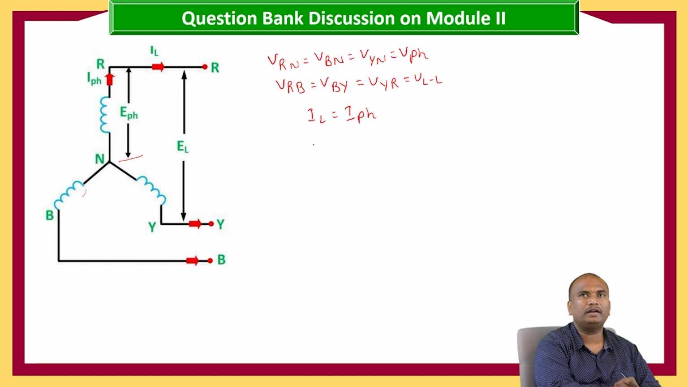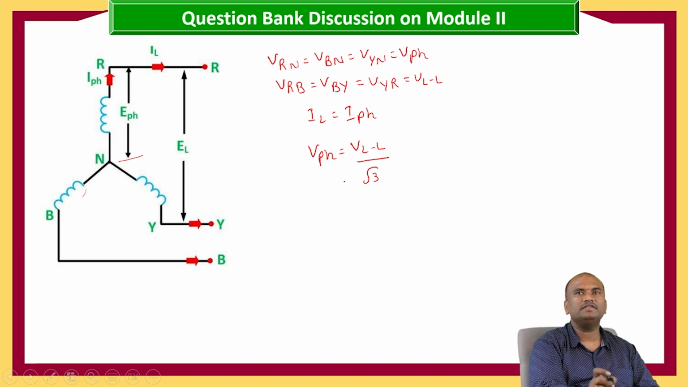Whereas for phase voltage, V phase is equal to line to line voltage by root 3. This is the V phase voltage across the star connected system.